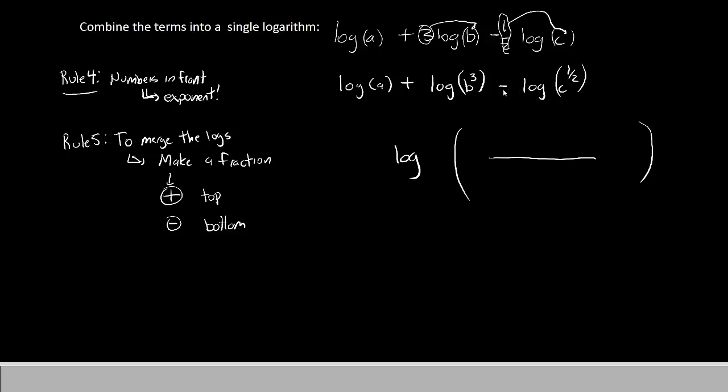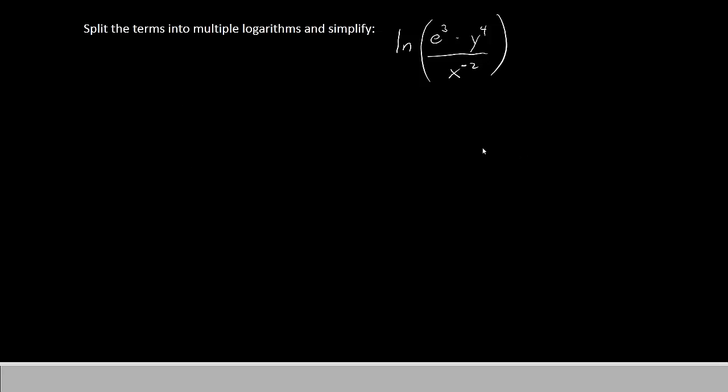However, in this case, we do have a negative term. We have negative log c to the 1/2. So we'll place c to the 1/2 on the bottom. The positive terms, the a here and the b to the 3rd here, will be placed on the top. And so now the 3 logs that we started with are combined into a single log. Now we'll go over the opposite case. In this problem, our job is to split the terms up into multiple logarithms and then try to simplify it.